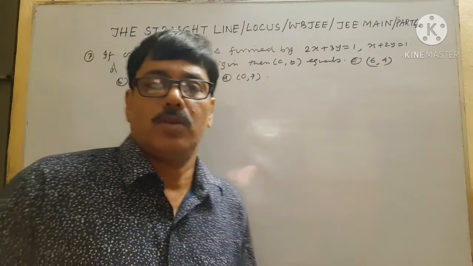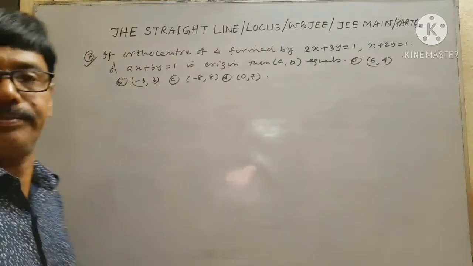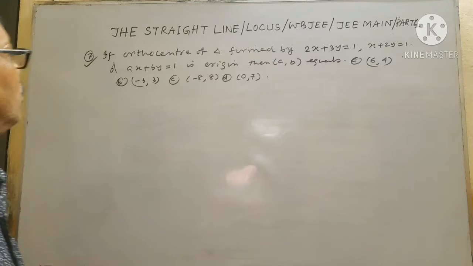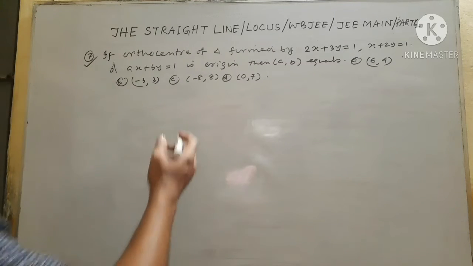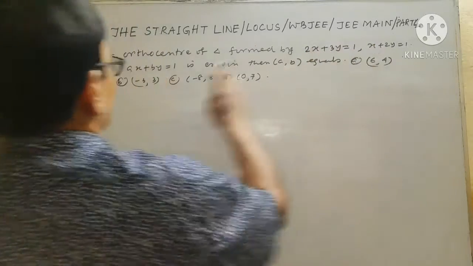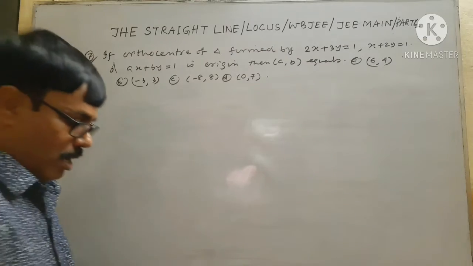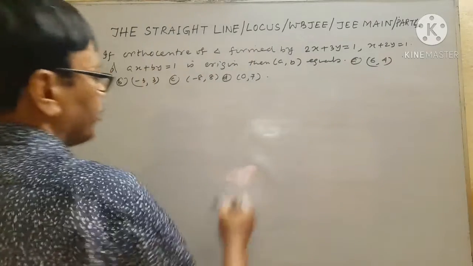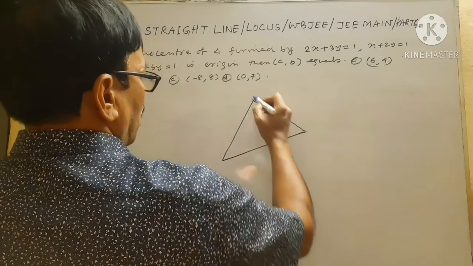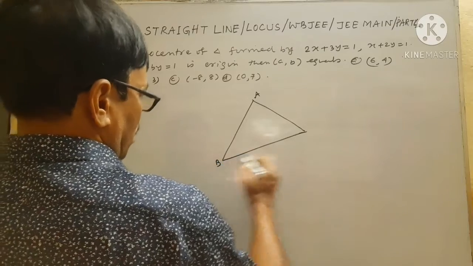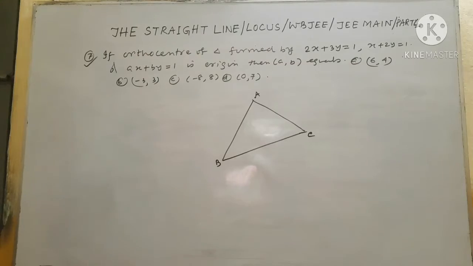Now we consider problem number 7. So if the orthocenter of the triangle formed by this and this is the origin, then AB equals to. So let us draw a rough sketch.